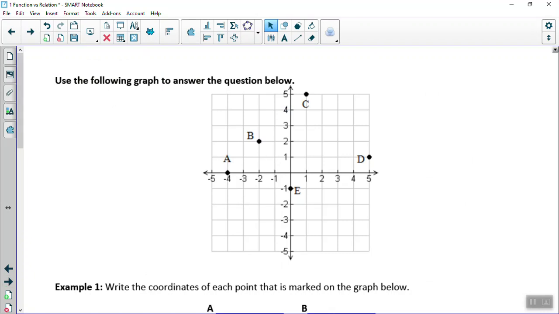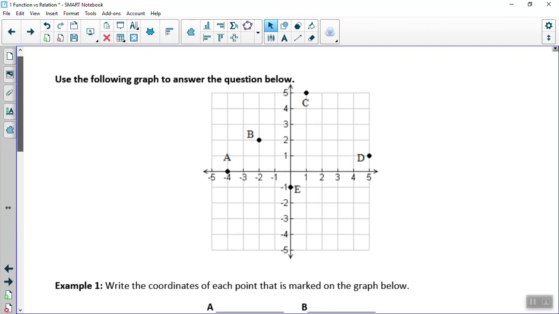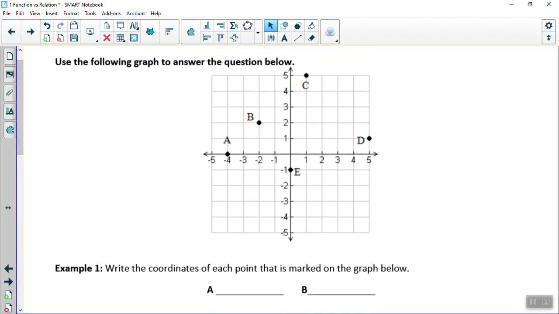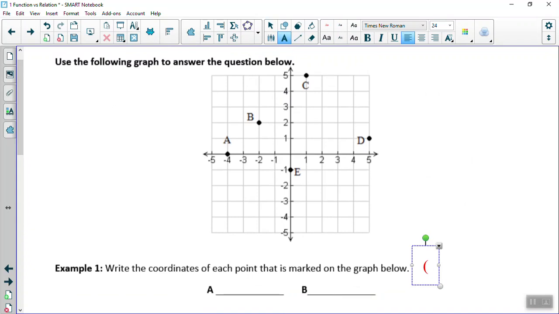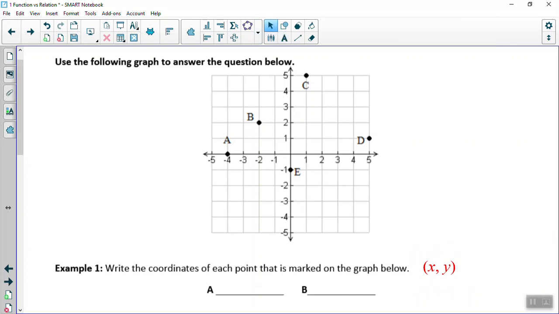Alright, we're going to use this following graph to answer the questions below. So example 1 wants us to write the coordinates of each point that is marked on the graph below. So if we remember, coordinates are always written out as our x and then our y values. So every ordered pair first lists the x value, so the value off the x-axis, and then our y value, the value off of our y-axis.